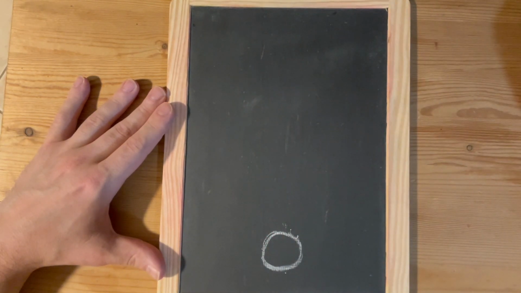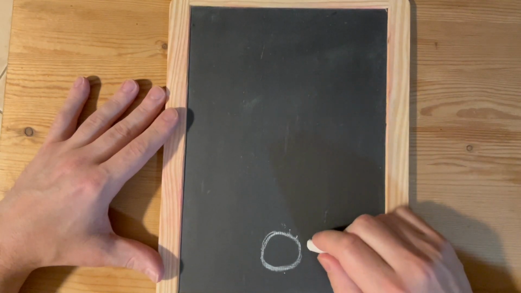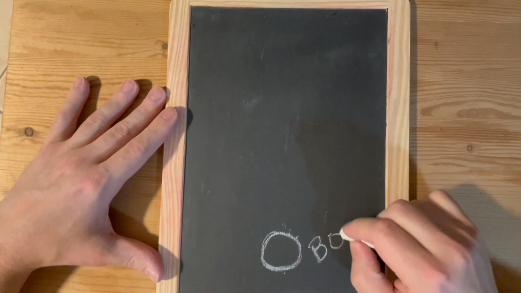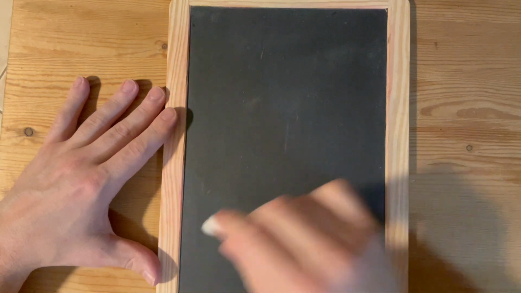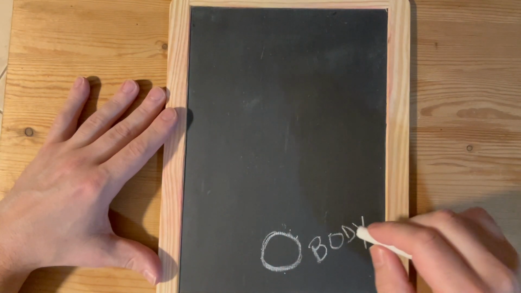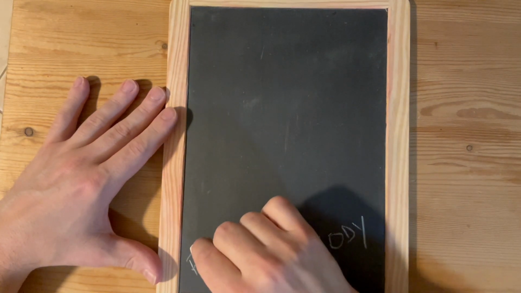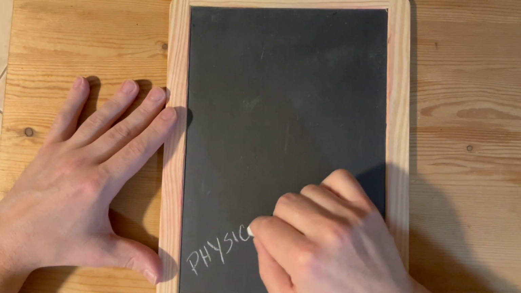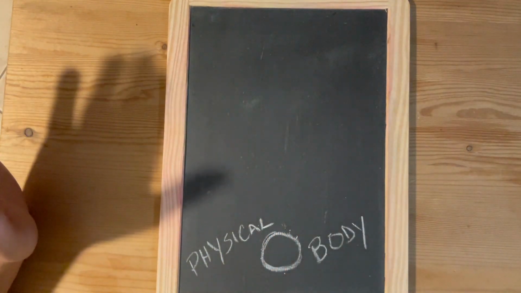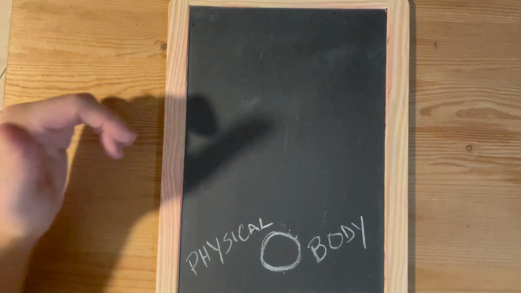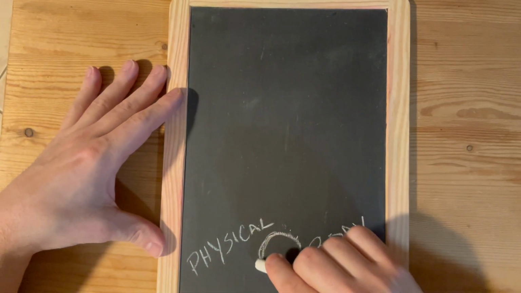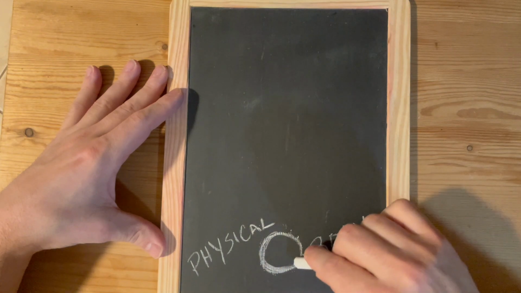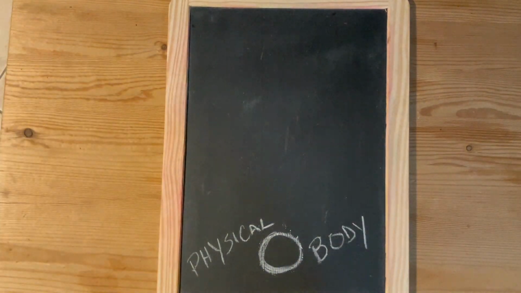So start down here at the bottom. We have this circle right here. This is going to be the body, or the physical part of the player. Of course, you have to be in good shape, decent shape, have good physical fitness. That's going to be down here at the bottom. It's the base. It's the base of the tree.